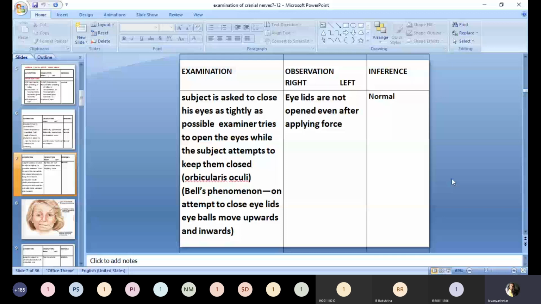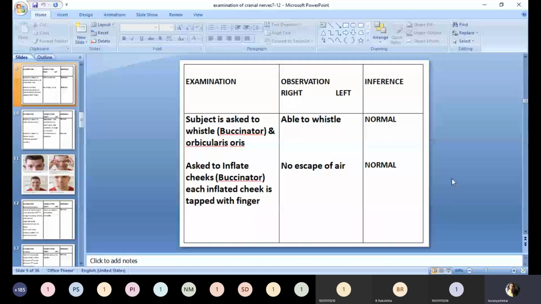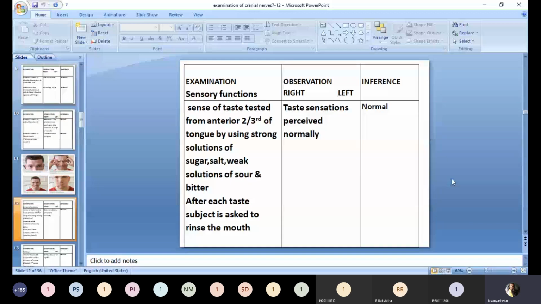Next, you're going to check for the buccinator muscle, and also for the prominence of platysma. That is all about the motor component. For the sensory component, you're going to check for the taste sensation from the anterior 2/3 of the tongue with different solutions of salt, sugar, and also the sour taste sensations. In a normal individual, all these taste sensations will be perceived. Whereas if there is damage to the sensory component of the facial nerve, the individual will not be able to perceive the taste sensation.